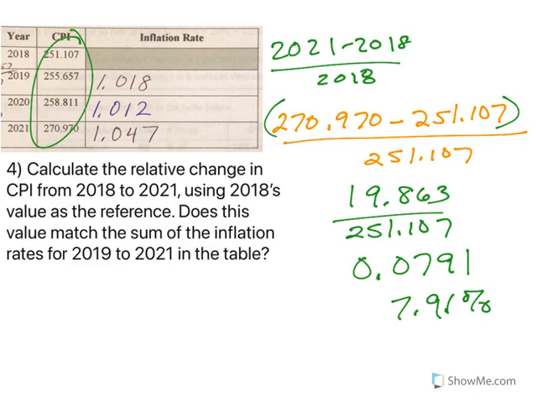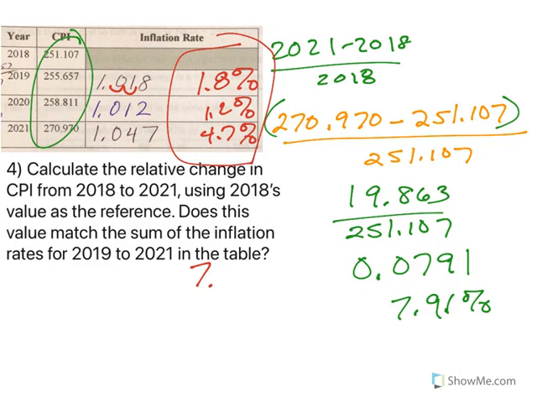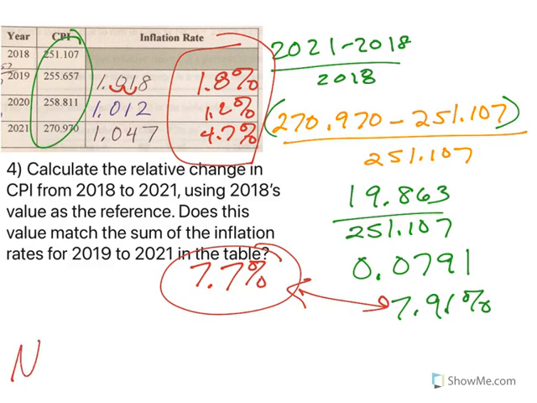Now, if we add these together, so we would have 1.8% here, 1.2%, and 4.7%. This is coming from those increases that we talked about on that first slide. If I add these together, I end up with 7.7%. So why are these not the same? The answer is no. The sum is not the same.